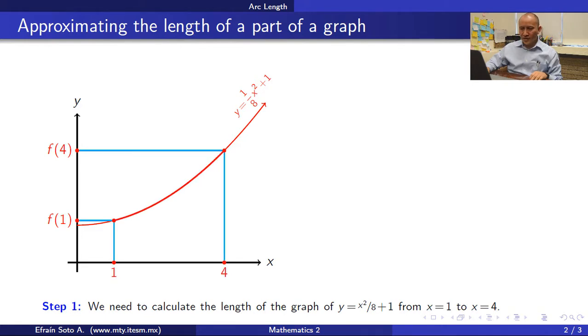I am going to indicate this part of the graph. We need to calculate its length. So what we are going to do is to express first with the symbol L the exact value of the length of this part of the graph of the function.